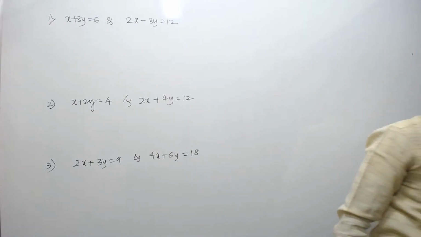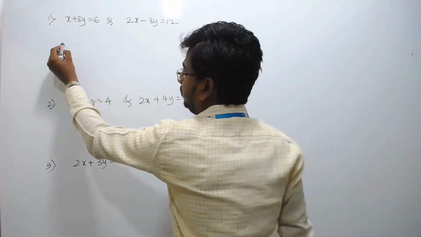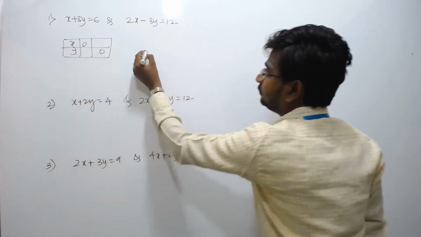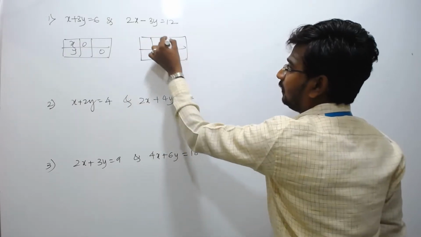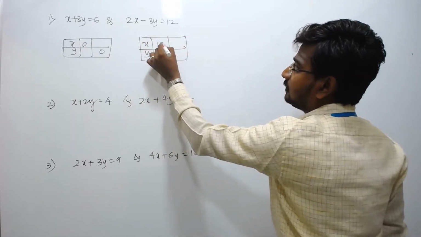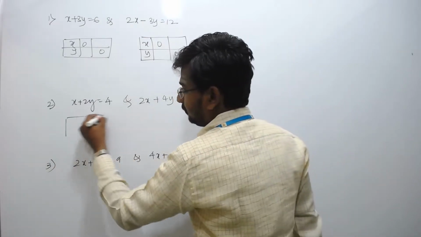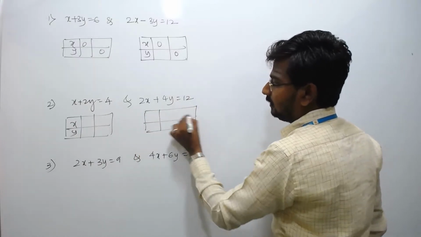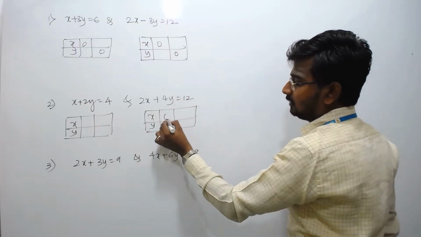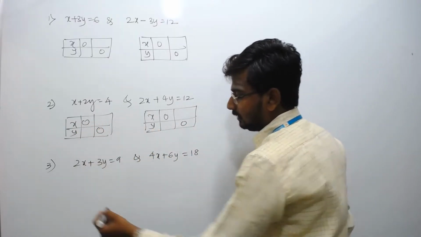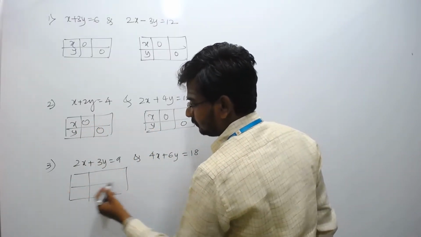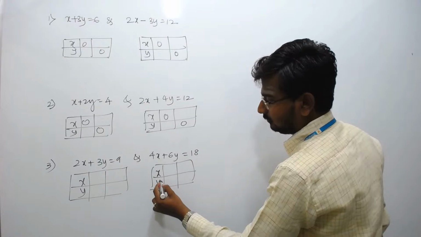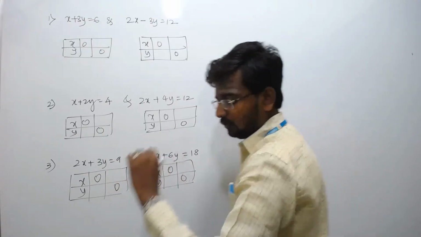Note down the problems. Meanwhile, I will draw this table: x, y, 0, 0. Same here. x, y, 0, 0, same even for the next two problems. x, y, 0, 0 diagonally. And for the last one. So note down the questions.